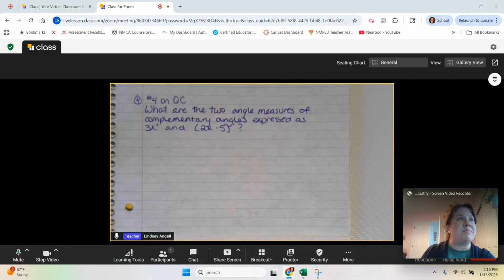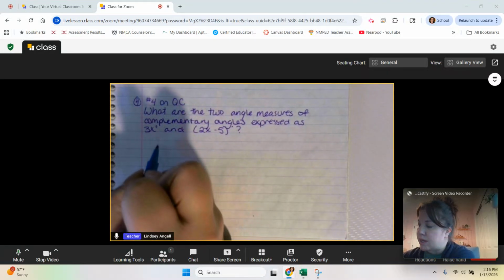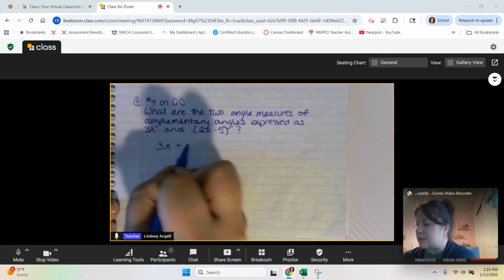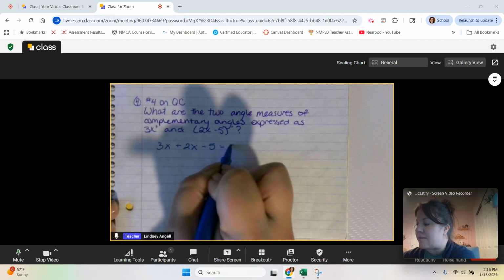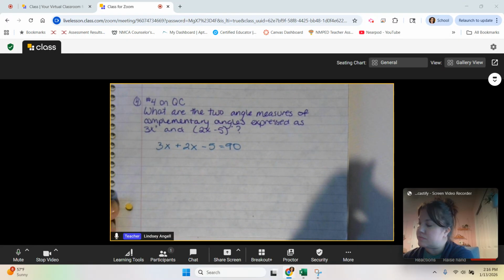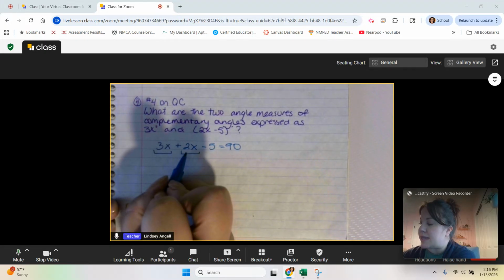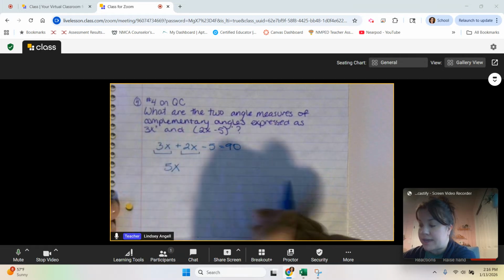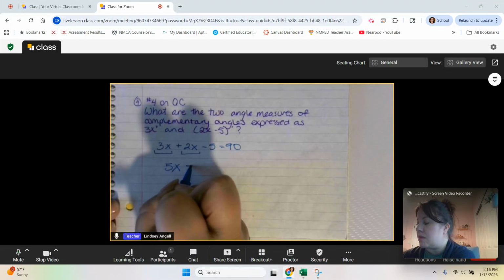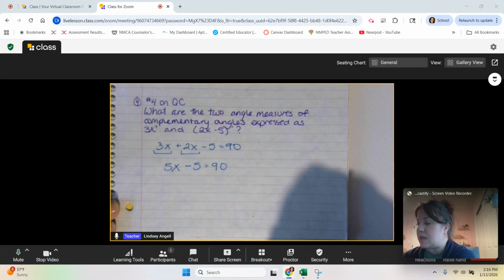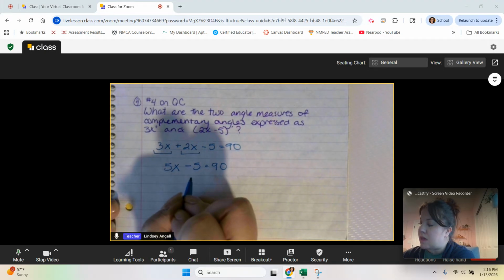Number 4, which is also number 4 on your quick check. What are the two angle measures of complementary angles expressed as 3x and 2x minus 5? Well, same setup, right? We're going to add them together. So we've got 3x plus 2x minus 5 equals 90. We can simplify our equation by combining like terms. So that's 3x plus 2x equals 5x. Better make sure I write it correctly this time. Minus 5 equals 90.